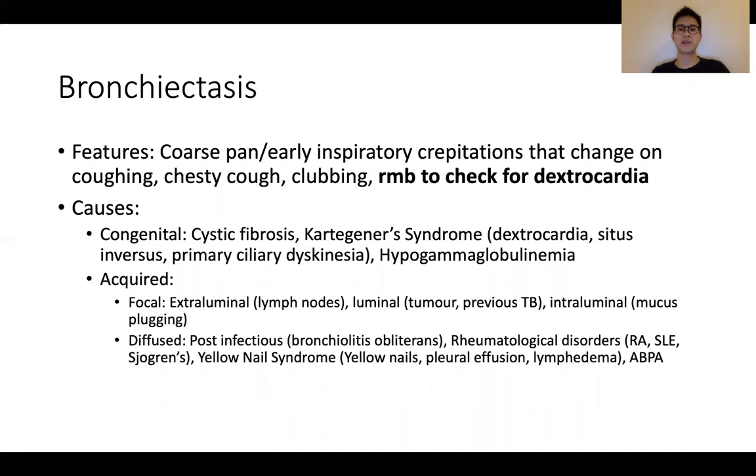For causes-wise, you can think of it in terms of congenital and acquired. Congenital includes cystic fibrosis, Kartagener's, or basically the group of primary ciliary dyskinesias, and hypogammaglobulinemia. Acquired causes can be classified into focal or diffuse, and focal causes can be extraluminal, luminal, intraluminal, and for diffuse causes, they are stated below.